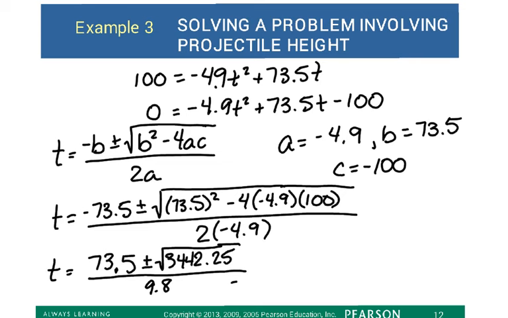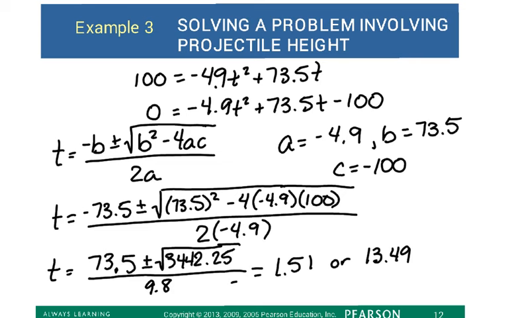Now, the next step is to approximate these two values that we have, because right here we have a plus and a minus sign. We're going to go through it once and say 73.5 plus the square root of this number divided by 9.8, and then go through it a second time and do the minus. And here's what we get our two values to be: 1.51 or 13.49.